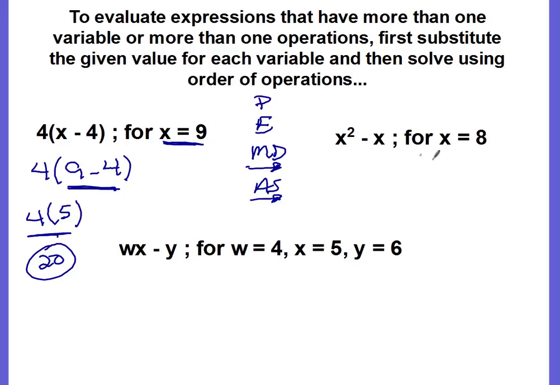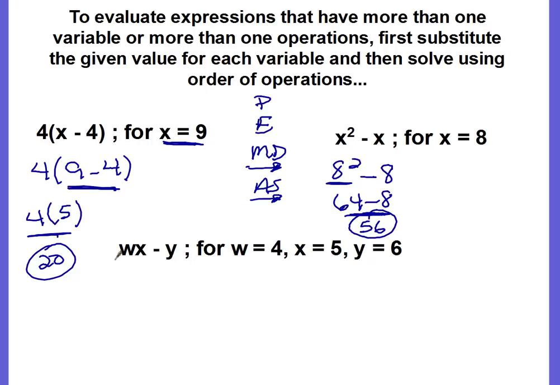x squared minus x for when x is equal to 8. So let's rewrite our expression, substitute 8 wherever you see an x. So instead of x squared, it becomes 8 squared minus, instead of x, we substitute an 8. And then solve. PEMDAS says that we need to do our exponent first, so 8 squared is 64. Then we subtract. 64 minus 8 equals 56.